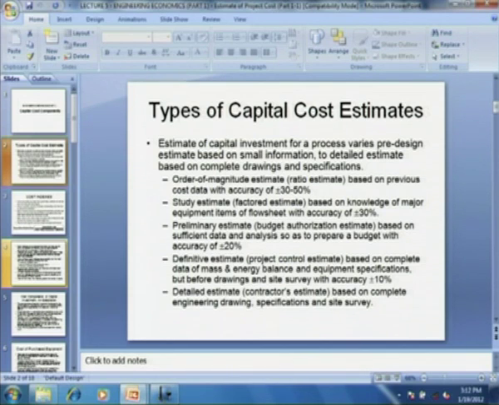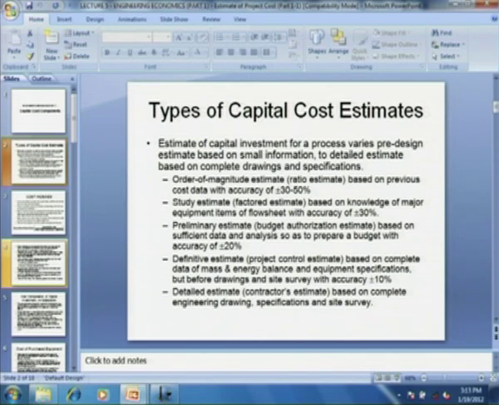These estimates are called by a variety of names, but we have categorized them basically in 5 categories that represent accuracy range and designations normally used for design purposes. First estimate is the order of magnitude estimate, or what is known as ratio estimate. This is based on previous cost data, and the accuracy of such an estimate is typically 30 to 50%. Then there is the study estimate, or factored estimate, based on knowledge of major equipment items of the flow sheet. This is with accuracy plus minus 30%.